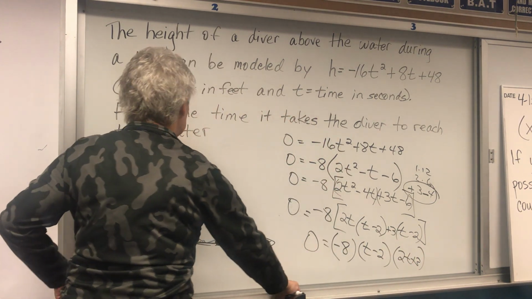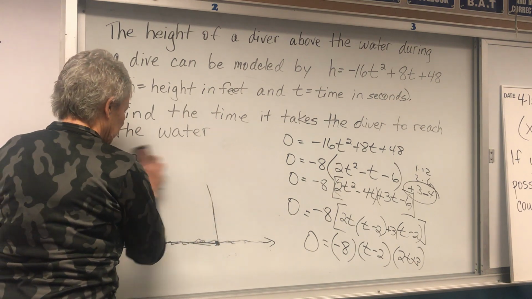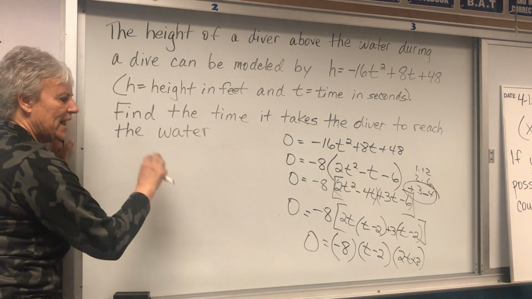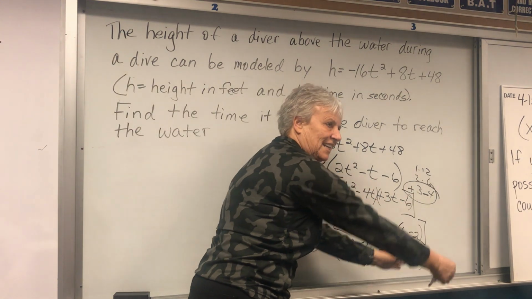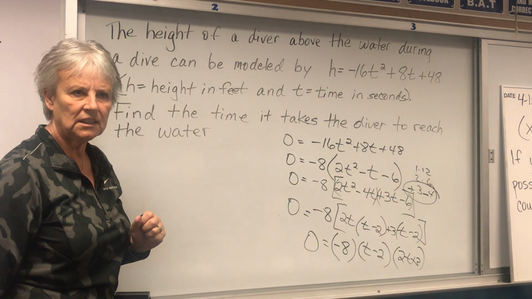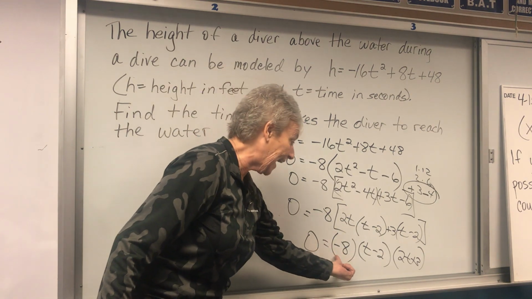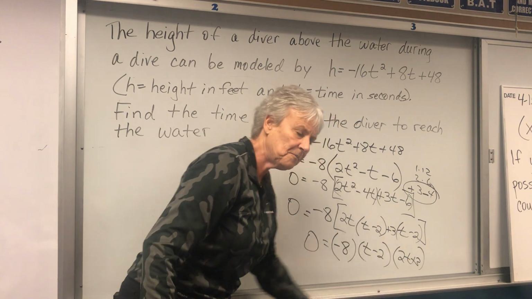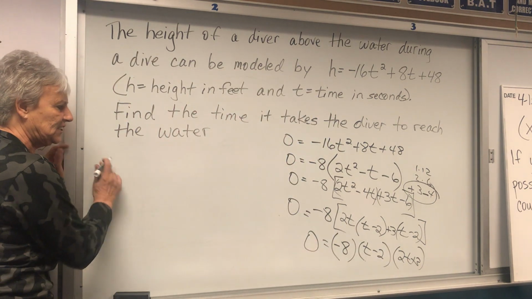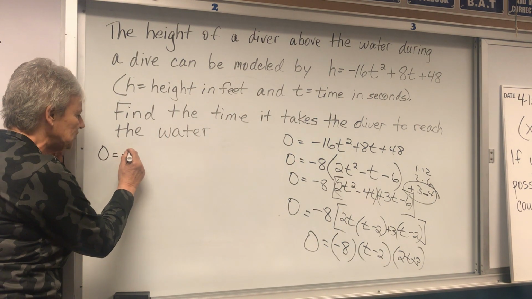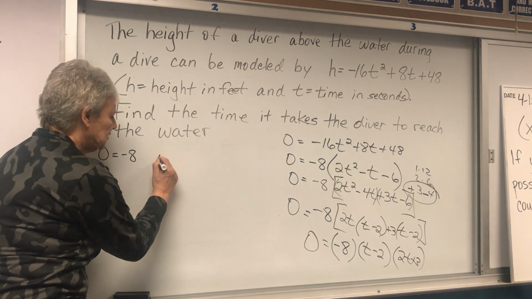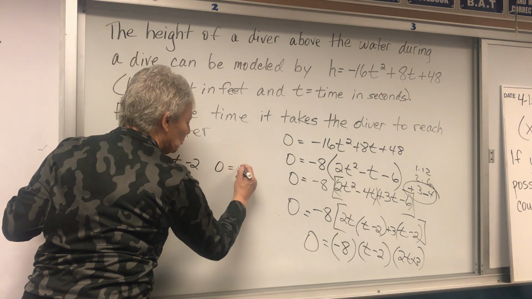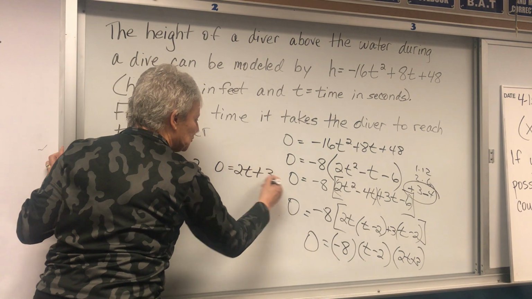Now, what the heck do we do with that? Watch. I'll erase this. We have 3 factors that equal 0. The way to get 0 is if that equals 0, or this equals 0, or that equals 0. So you have 3 things to set up: 0 equals -8, 0 equals t minus 2, and 0 equals 2t plus 3.